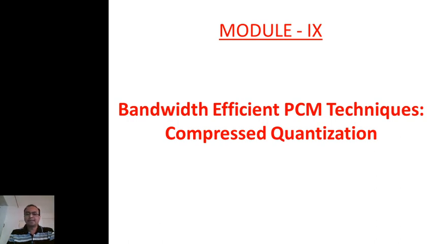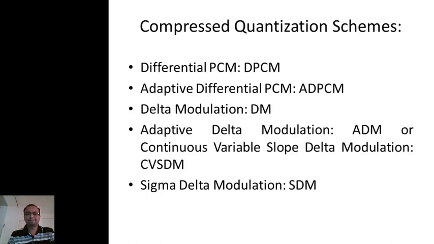Earlier we have seen that if we have a larger dynamic range, meaning if the span of the signal in amplitude is larger, we need a large number of quantization levels to reduce the quantization error. So now we try to reduce the dynamic range of the signal, and we have fewer quantization levels while converting the analog signal into a digital signal, and that's how we have a bandwidth efficient PCM technique. There are mainly 5 techniques we use to achieve this compressed quantization.